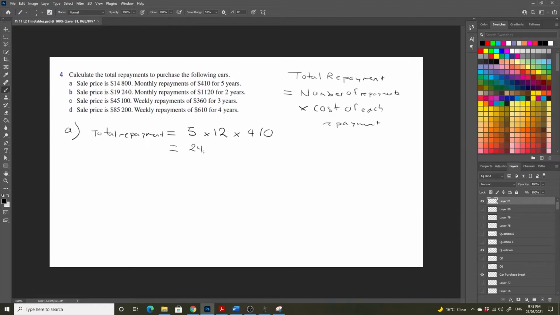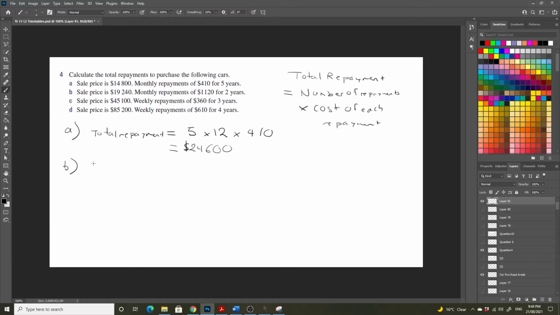$24,600. And you can see by this figure that it is substantially larger than the sale price of this car, so the cost of the total repayments is quite large. The interest rate on them is quite exorbitant, and on top of this you will have to pay a deposit. So this isn't even the total cost that you would have to pay if you bought a car on finance.